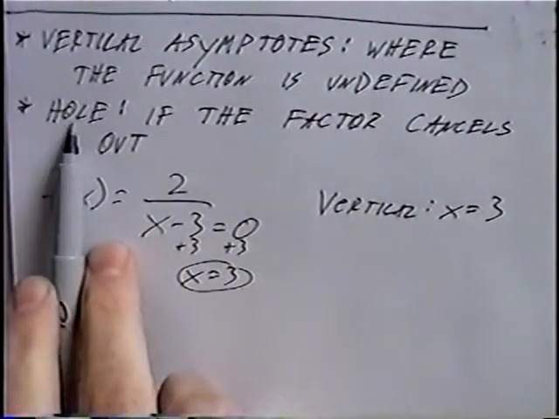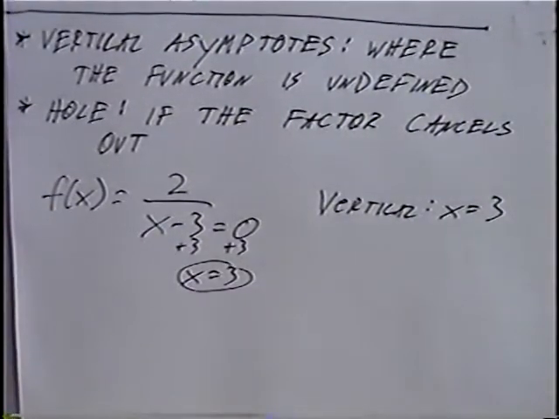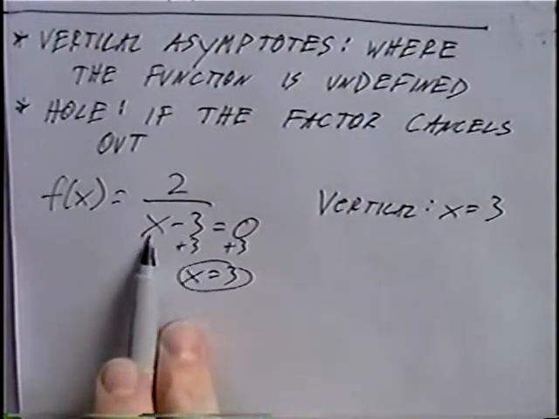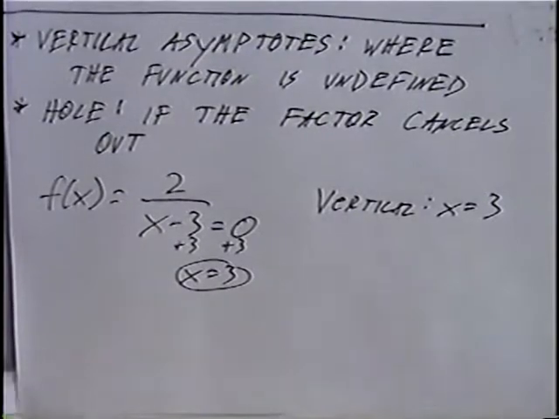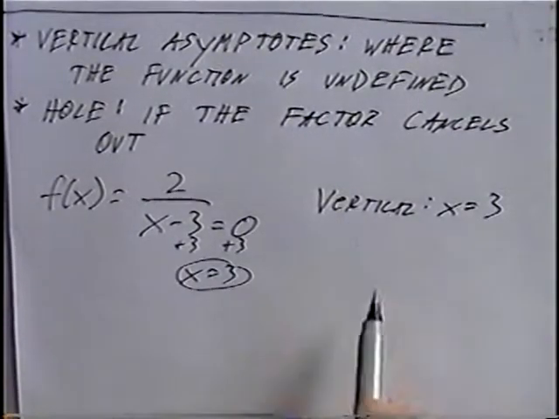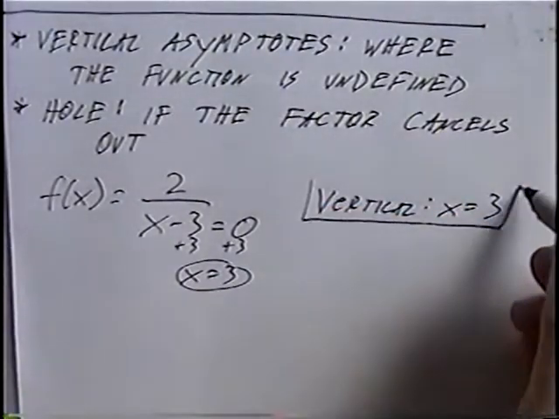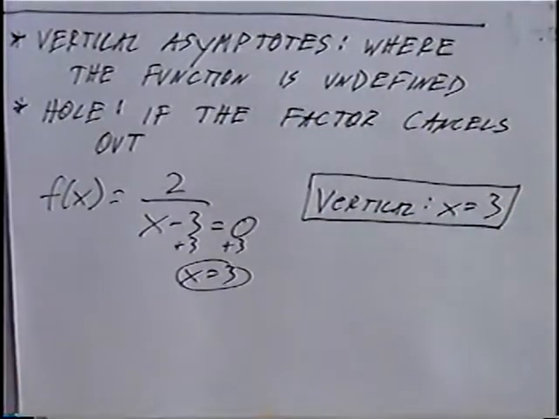If there was a hole, the factor would cancel out. For example, if you have x minus 3 in the denominator, you'd have to also have x minus 3 in the numerator. So for this question, there's no holes. There's only a vertical asymptote, which is at x equals 3.